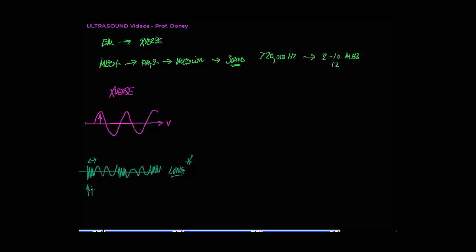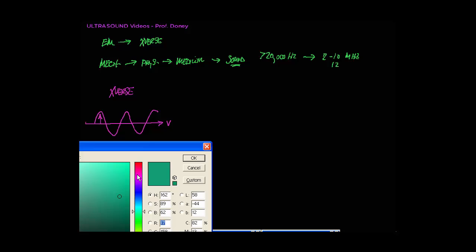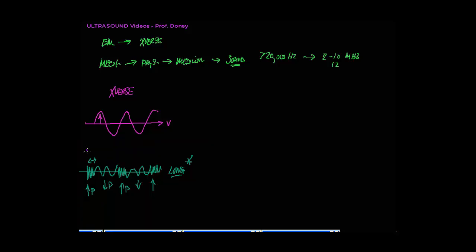We have increased pressure here called compression. We have decreased pressure here called rarefaction. Increased pressure again, decrease, increase. And that's how a pressure wave is. And a lot of times they'll draw a wave for this type with sort of this shape.